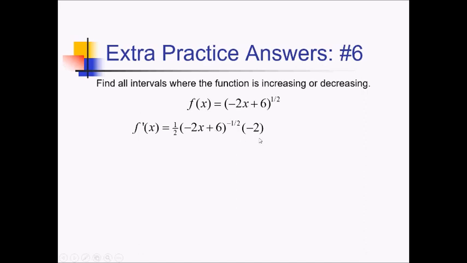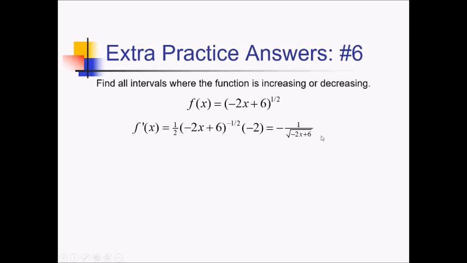Let me clean this up a little bit because in a sec I'm going to solve for where it's 0 or undefined. So I want to put this in a fractional radical sort of form to make it a little easier to solve. So simplifying here, negative 2 and 1/2, that reduces to just negative 1 on the outside. And then this whole parentheses of stuff is moving downstairs to be square rooted. So I've got negative 1 over the square root of negative 2x plus 6.